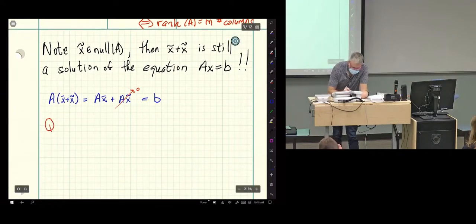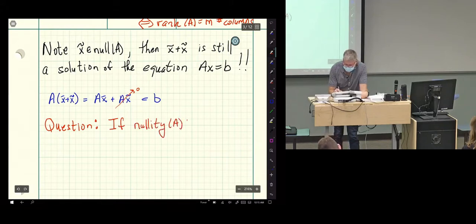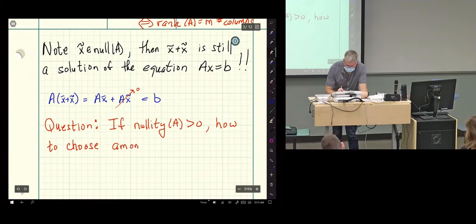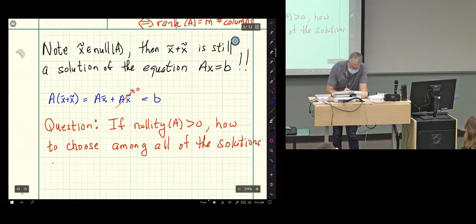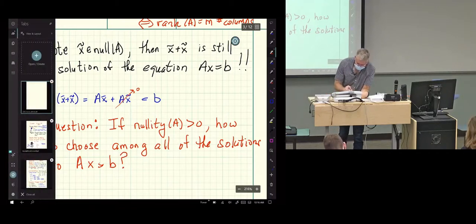Okay, so the question becomes, if the nullity of A is bigger than 0, how to choose among all of the solutions to Ax equals b. There's an infinite number of them.